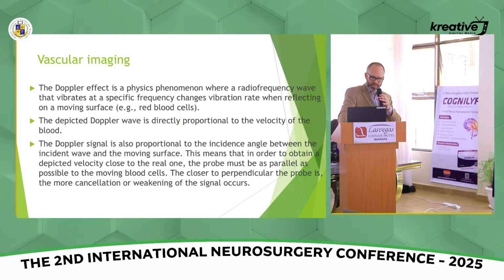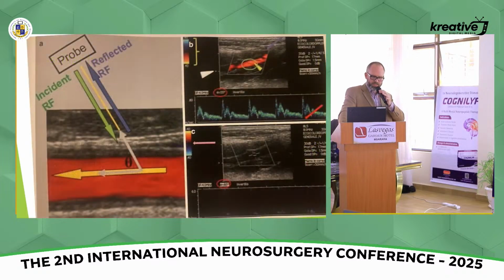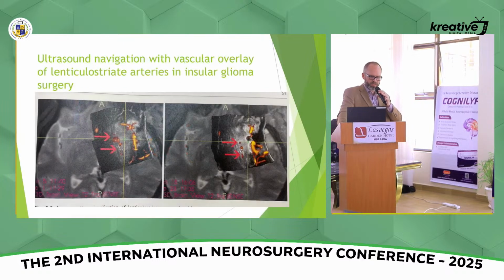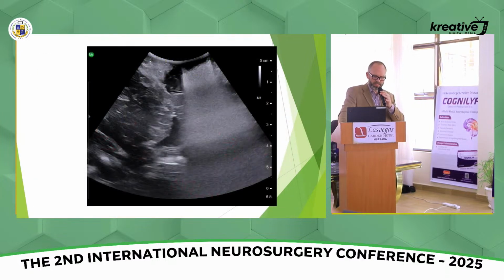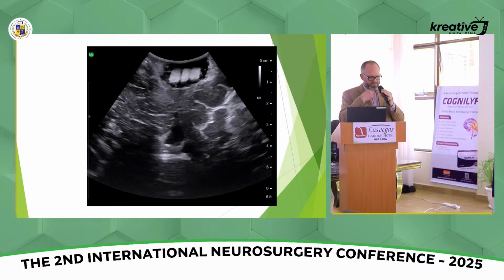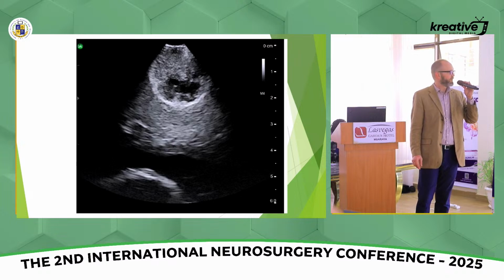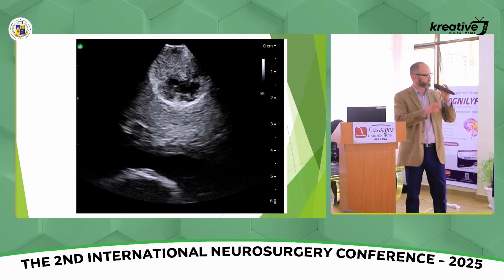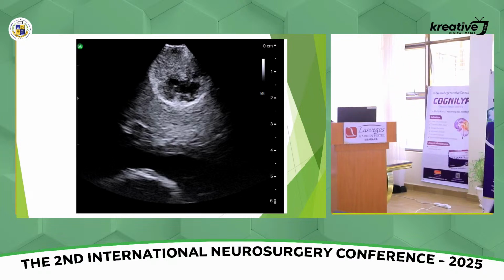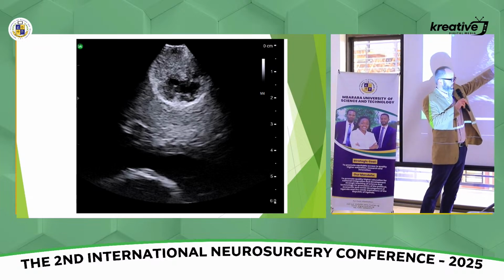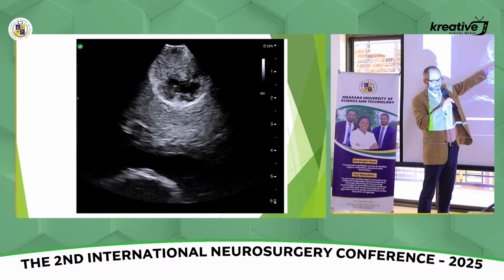This is another patient who presented with dizziness after a fall, had a history of non-small cell lung cancer, and had left upper extremity weakness on exam. He had this prefrontal lesion in the supplementary motor area that was quite superficial. But here again, you see a very clear capsule of the tumor, and a cystic component to the tumor, which is common in adenocarcinoma of the lung.